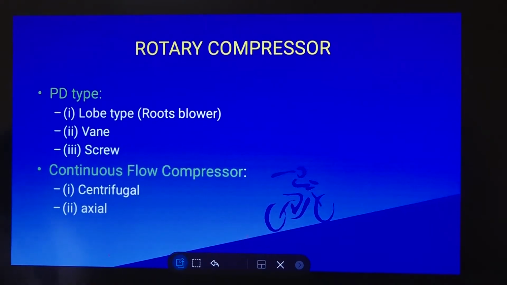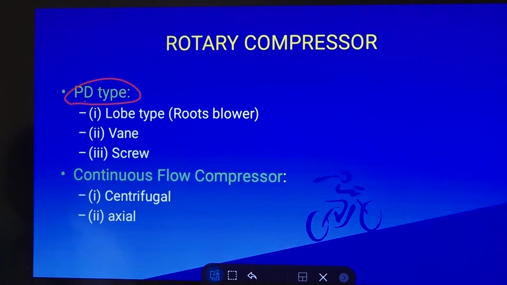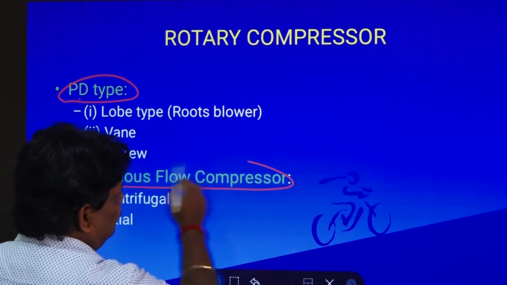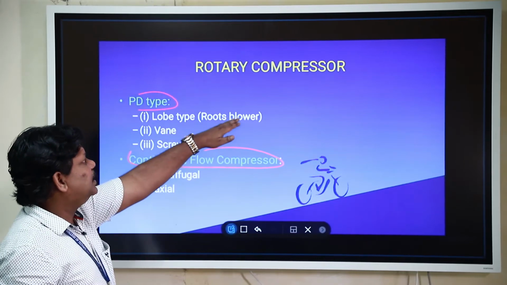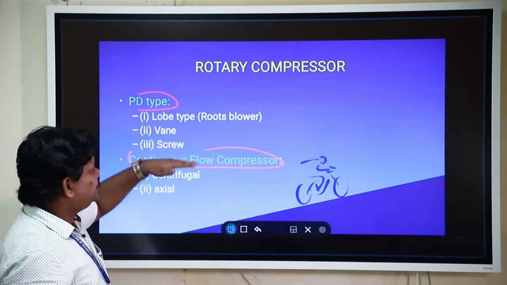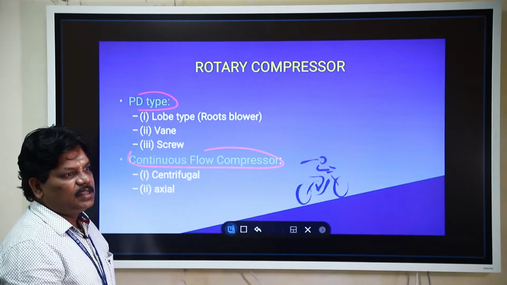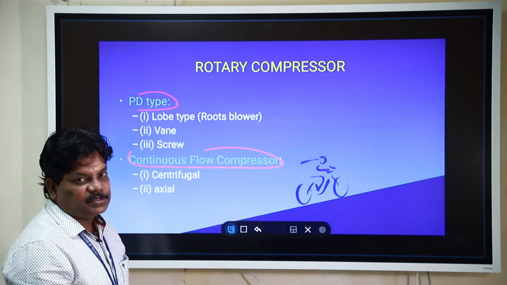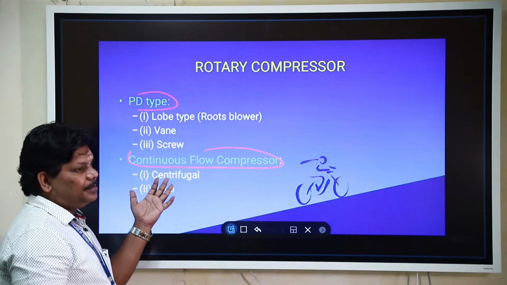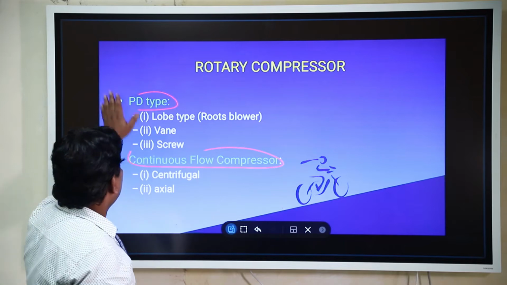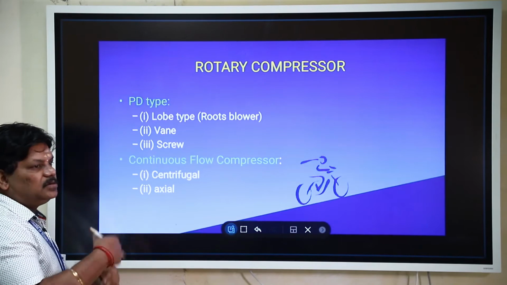So the next is rotary compressors. In rotary compressors, we have two classifications: one is positive displacement type and the other is continuous flow compressors. In positive displacement type, you have root blowers. You may get a question on root blower, maybe with options like rotary positive displacement, reciprocating positive displacement, or a centrifugal compressor. Root blowers are positive displacement, and they are rotary types.